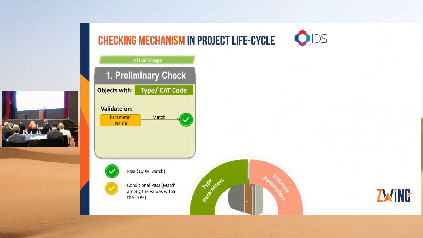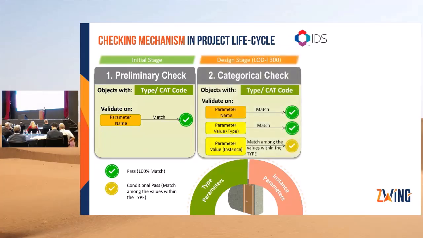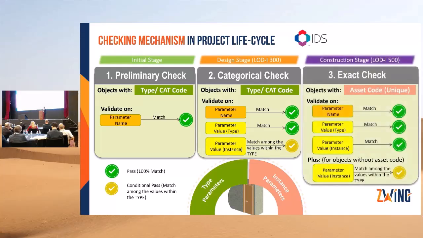Starting at the initial stage, preliminary checks ensure the basic parameters of the BIM model align with the project requirements. As the project moves into the design stage, more detailed categorized checks are conducted, focusing on both type and instance parameters to ensure they are meeting the necessary standards. During construction, exact checks validate that every model element complies with the LOD 500 standard, ensuring accuracy and completeness, and remaining consistent and accurate from planning through to construction.